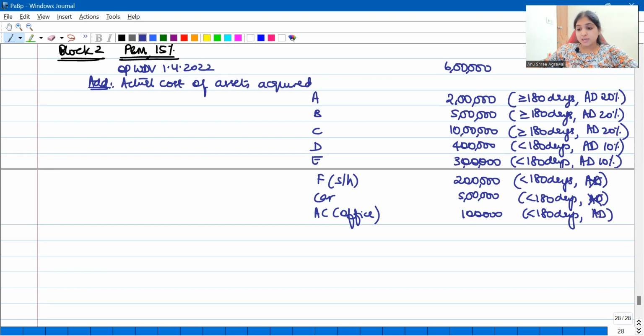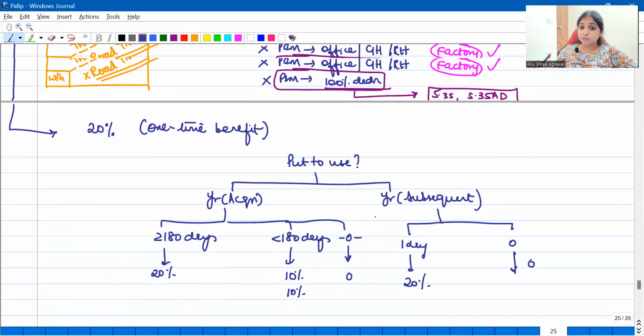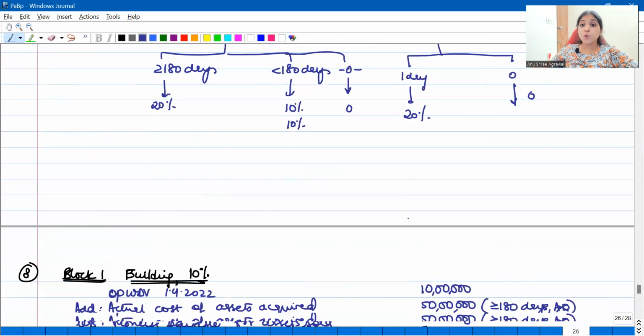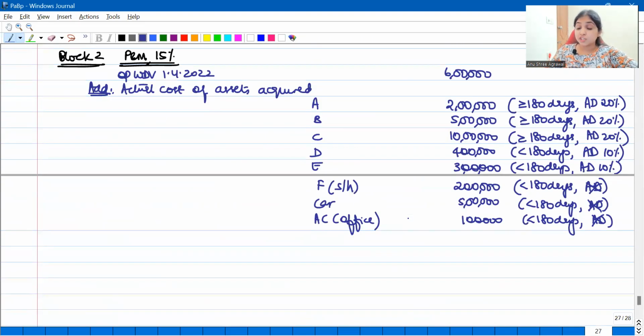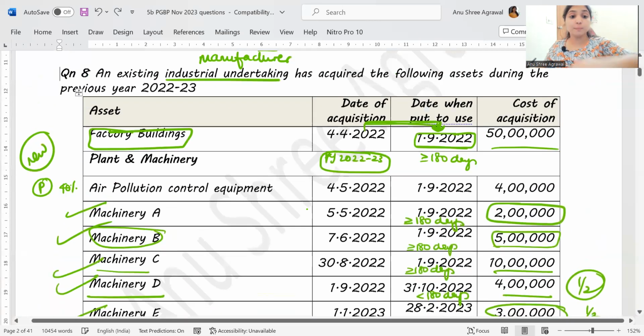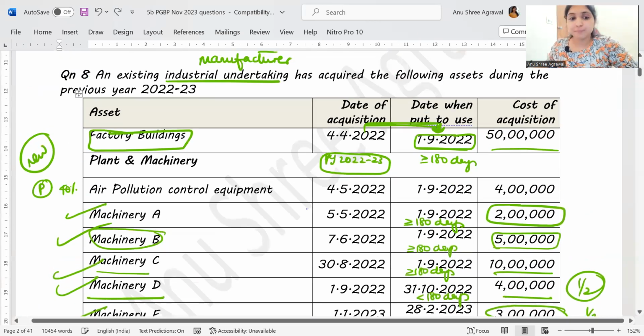No additional depreciation, guys, because it is being installed in the office. Remember we had learned one of the points: if it is installed in office, guest house, residential house, no additional depreciation. You will get additional depreciation only if it is used in the factory where the manufacturing is happening. So here, because it is used in the office, no additional depreciation. So this is it about the assets purchased. We are only left with air pollution control equipment, which we'll have to take up separately.